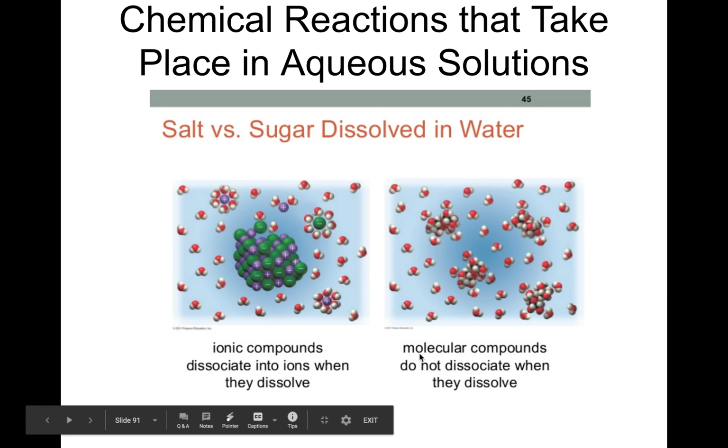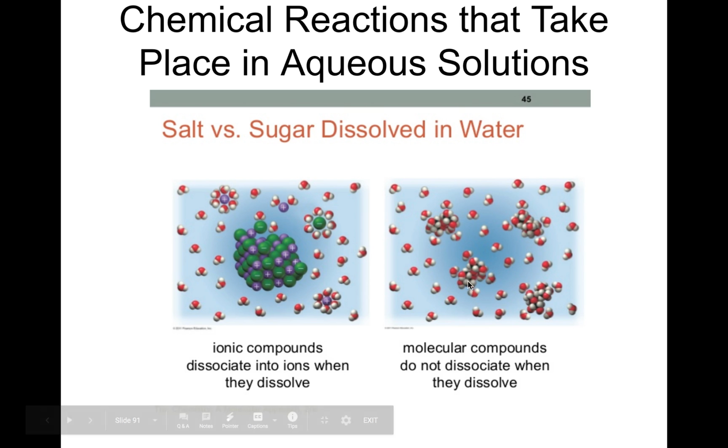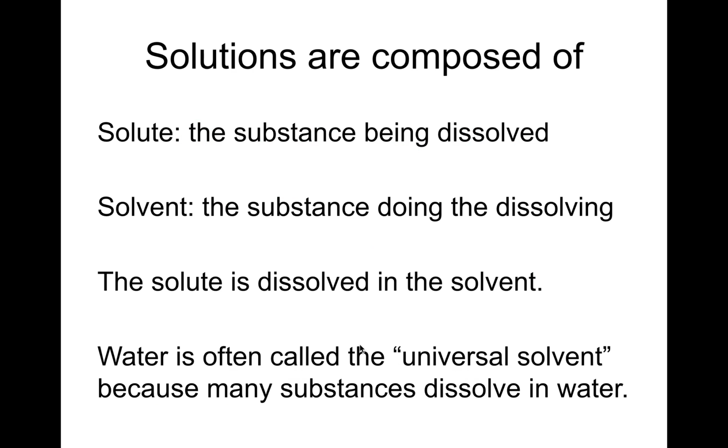But covalent or molecular compounds do not break up or dissociate when they dissolve in water. So this sugar molecule is still all together. Remember that only ionic compounds dissociate into ions when they are in solution.